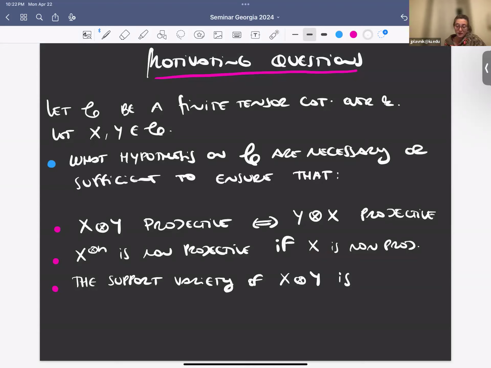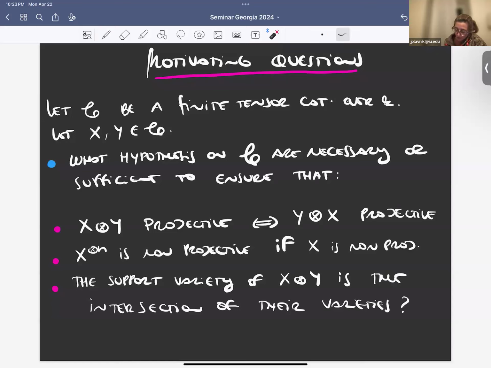So we want to know when the support variety is the intersection of their varieties. We would like to know what the support variety of this is, in terms of the support varieties of these two. And there is certain evidence for why to ask about the intersection. I will tell you in a little bit. So we want to know when we can compute it as the intersection.